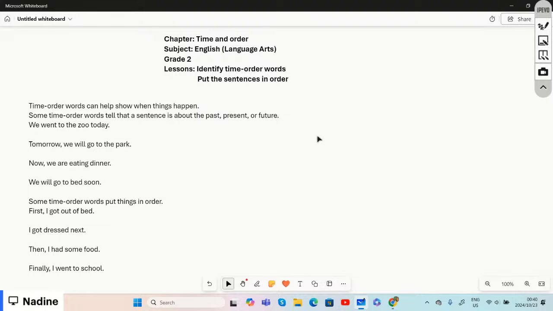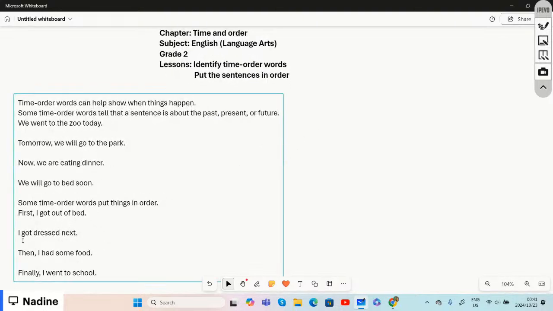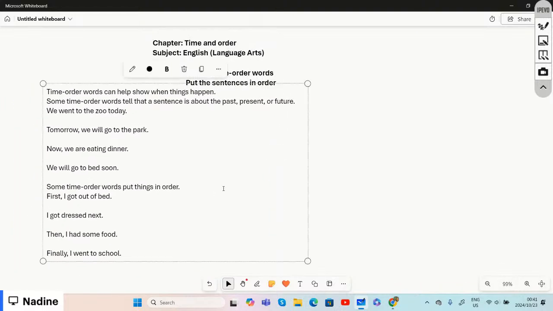So words like next and now and soon and first and last, tomorrow, today, yesterday, those are all words that make mention of time and order. It tells us when certain things happened. Whatever is happening now, that now is a time order. It tells us now that something is happening. That is what I'm saying.